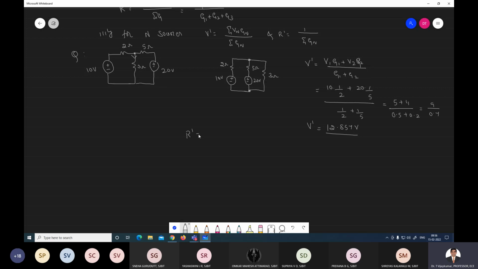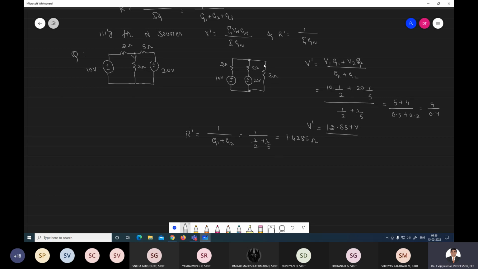Then calculate R dash. What is the R dash formula? R dash is equal to 1 by (G1 plus G2), that is 1 by (1 by 2 plus 1 by 5), that is equal to 1.4285 ohm.